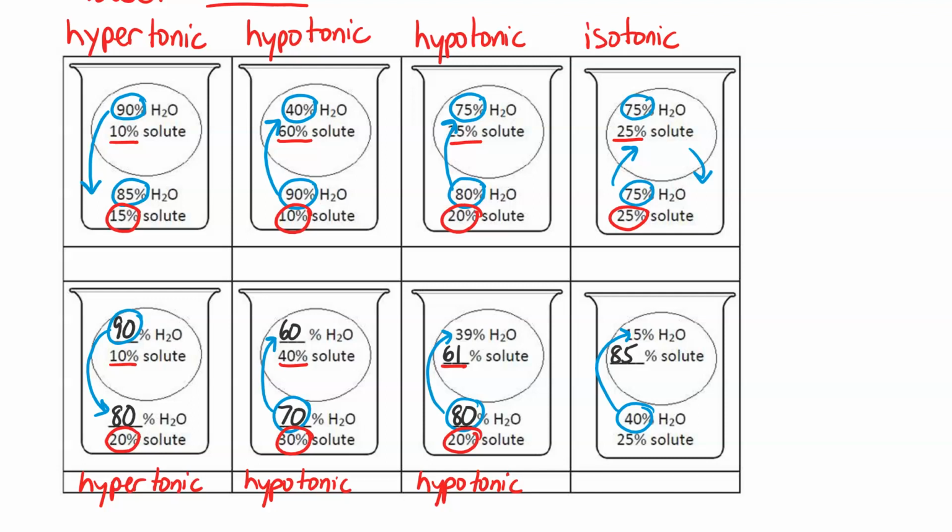And last solution, last beaker, same story. 25% outside the cell is less than the 85% inside the cell. Less is hypo. So that last solution is hypotonic to the cell.